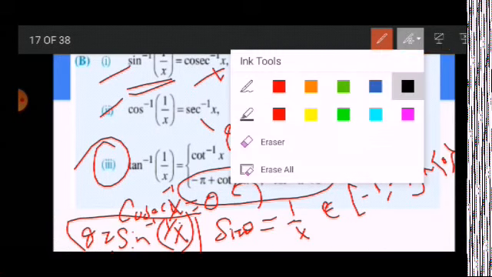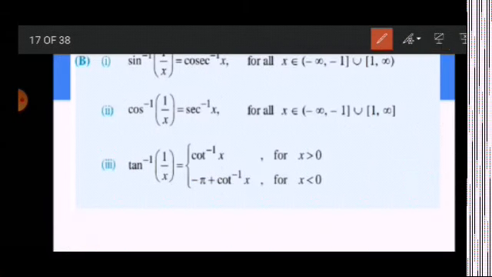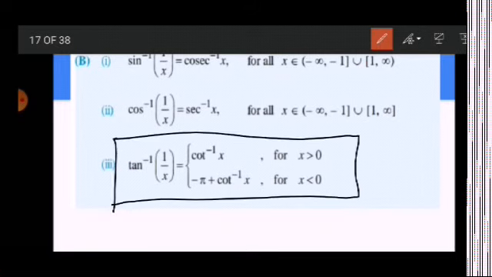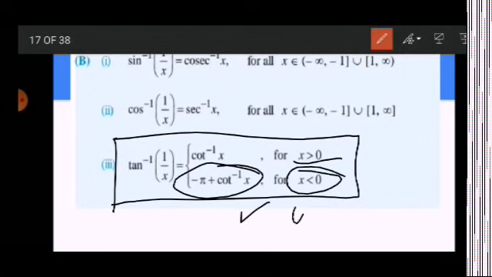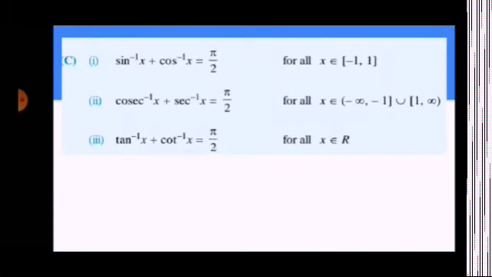Let's see. We can show it like this: tan inverse 1 by x equals cot inverse x when x is positive, and minus pi plus cot inverse x when x is negative. This is important. Once again, you can try yourself here to prove this.